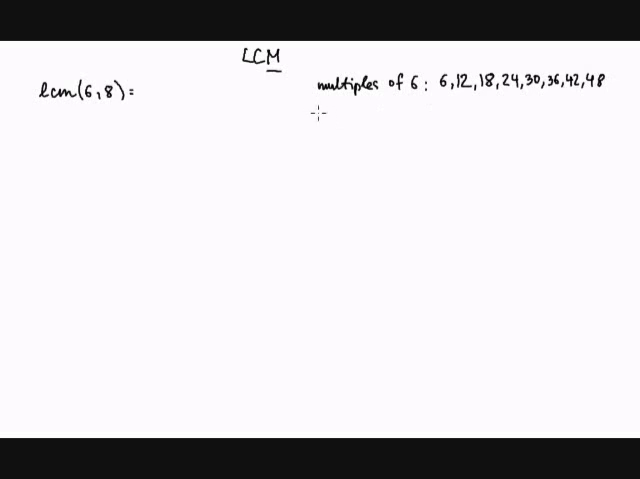So if we want to write the multiples of 8 list, we have to start with 8. It's a product of 8 and 1. The next one would be 16, a product of 8 and 2, and so on.